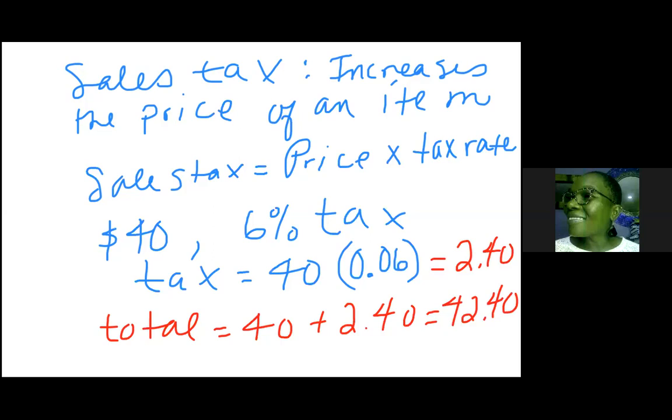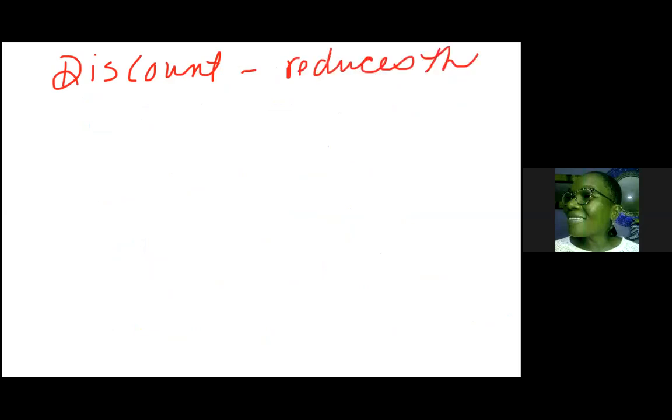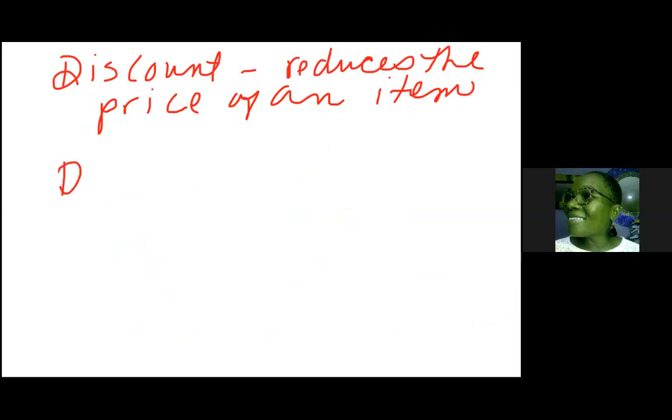All right, so let's keep going. Very straightforward. Now, let's talk about a discount. When we talk about the discount, guys, everybody loves a good discount. A good discount reduces the price of an item. Now, to calculate the discount, you want to go ahead and take the price and multiply it by the discount rate.